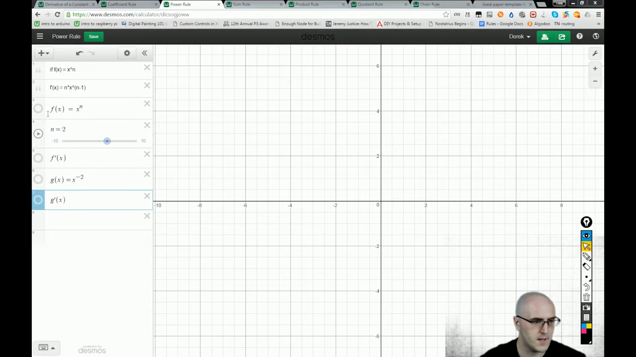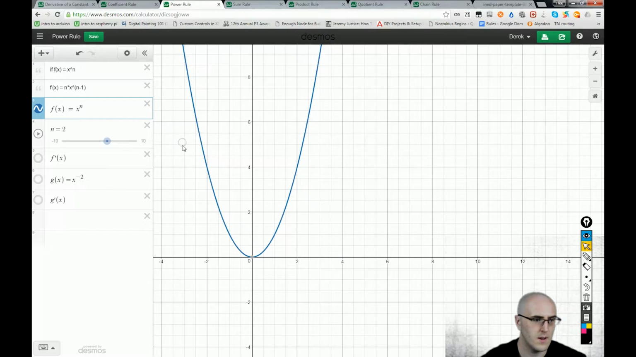We'll bring this up so you can see the examples. So here we have x squared, and our derivative should be 2x, which it is, 2x.